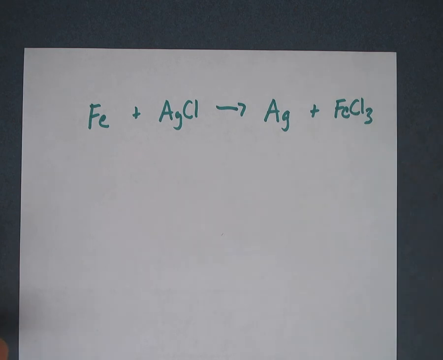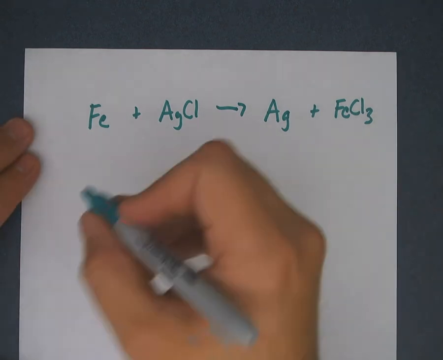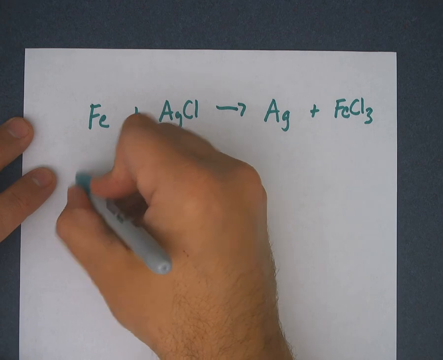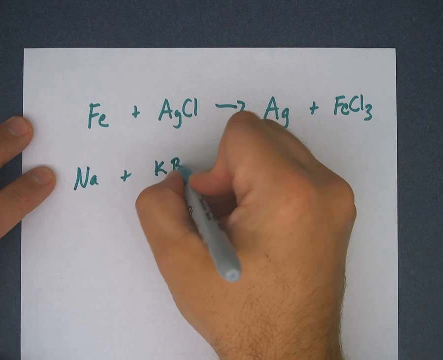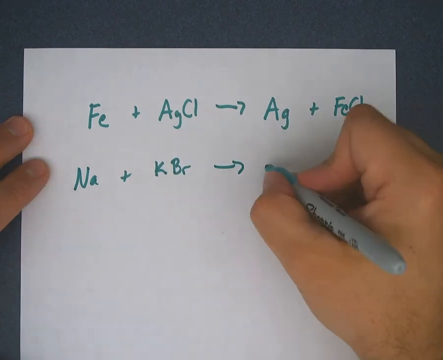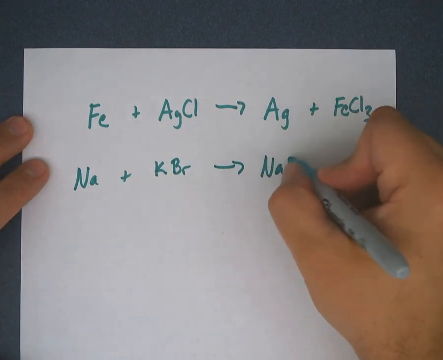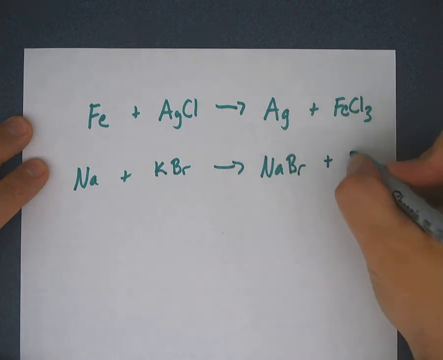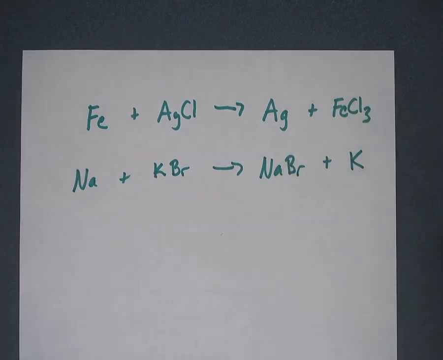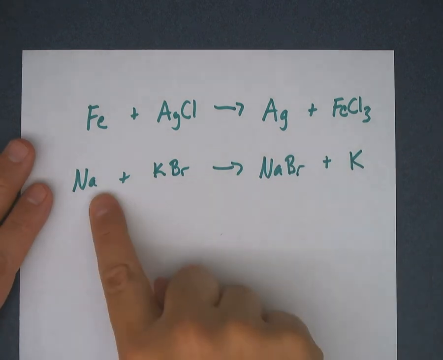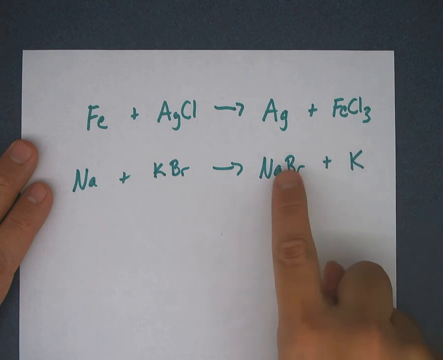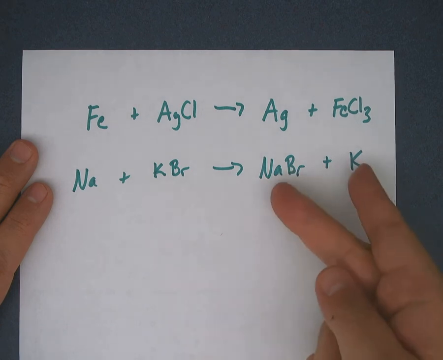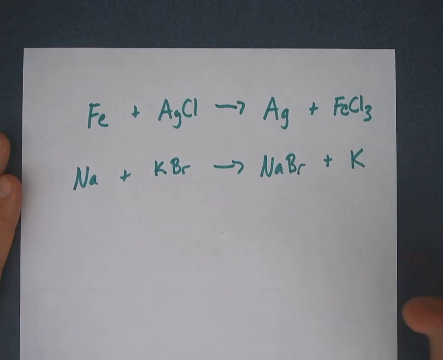Okay. You could also have this with, I could have Na plus KBr, and it changes to be NaBr and K. Now this is very similar to the one above. The bromine is switching partners. It doesn't matter if I put the K first and then the NaBr. Like these two products could be switched around. Just like 2 plus 3 is the same as 3 plus 2. You can switch that order around.